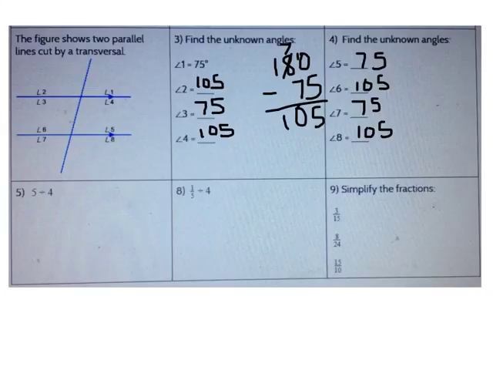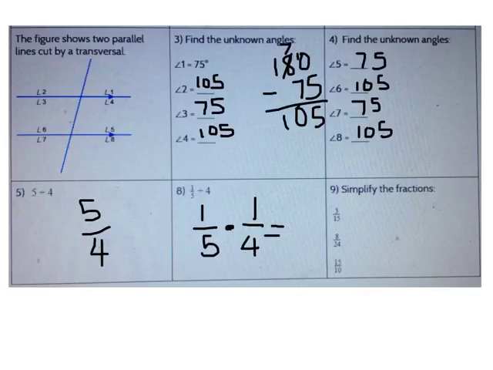Now let's look at the division problems on the bottom. 5 divided by 4. How would I write 5 divided by 4 as an improper fraction? It's 5 over 4. 1/5 divided by 4. To divide by 4, I can multiply by the reciprocal. Divided by 4 is the same as times 1/4. What's 1/5 times 1/4? It's 1 over 20.